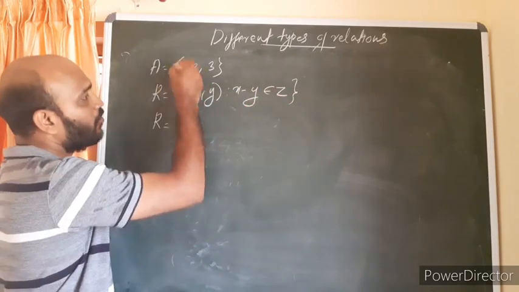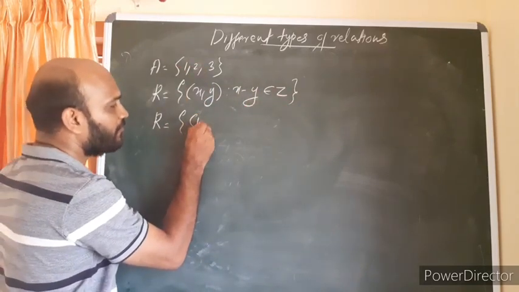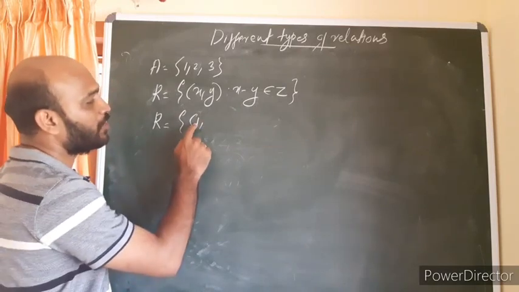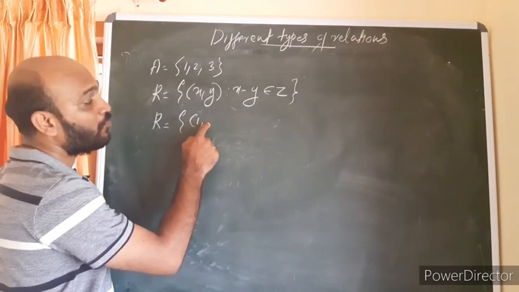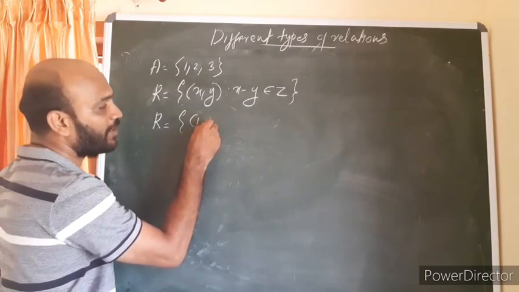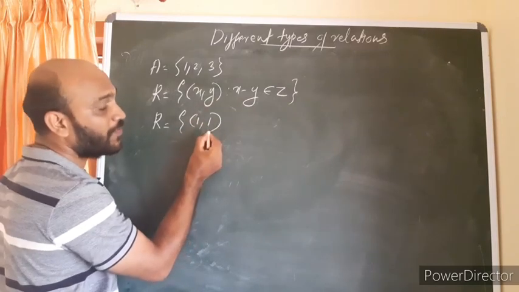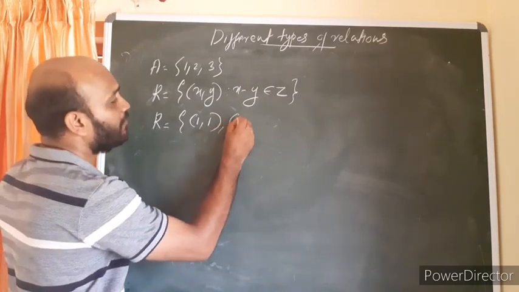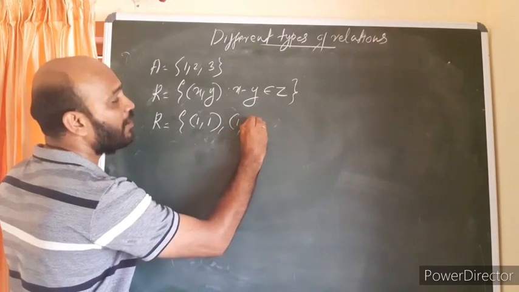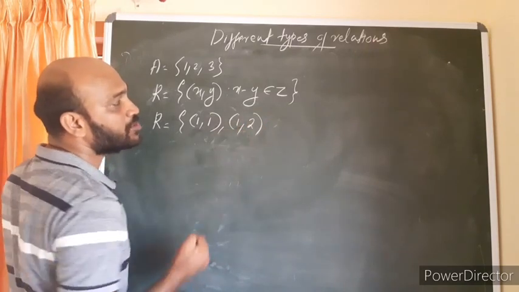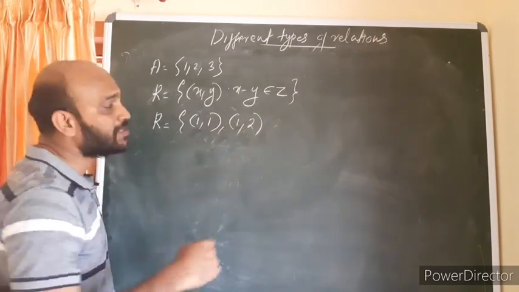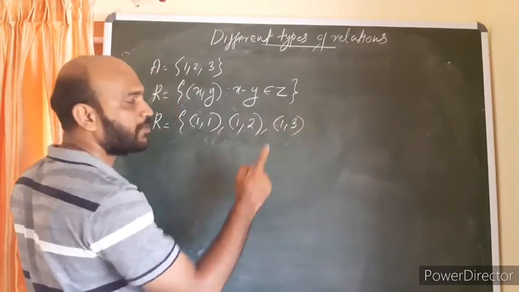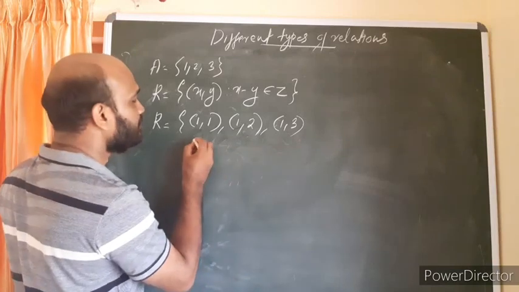So take the first element 1. Fix 1 and find out the value of y. When x equals 1, the value of y can be 1 itself, because 1 minus 1 equals 0 and 0 is an integer. Then when x equals 1, y can be 2, because 1 minus 2 equals minus 1, and minus 1 is an integer. And 1 is related to 3 also, because the difference is minus 2.